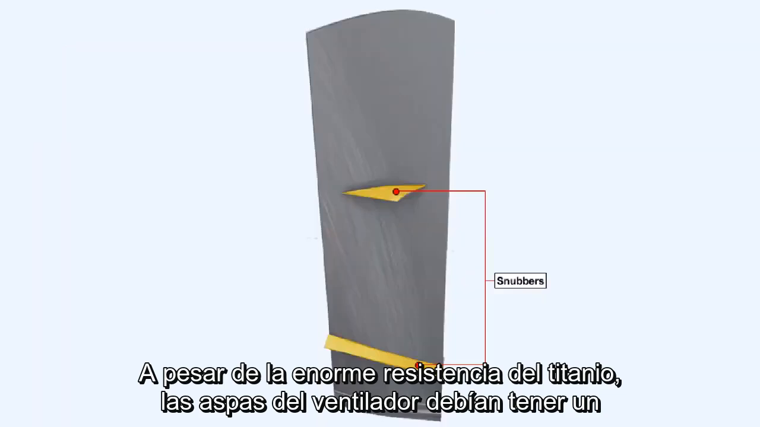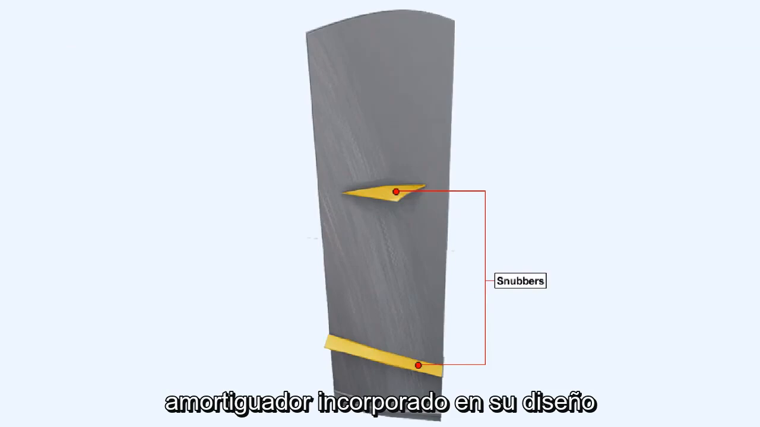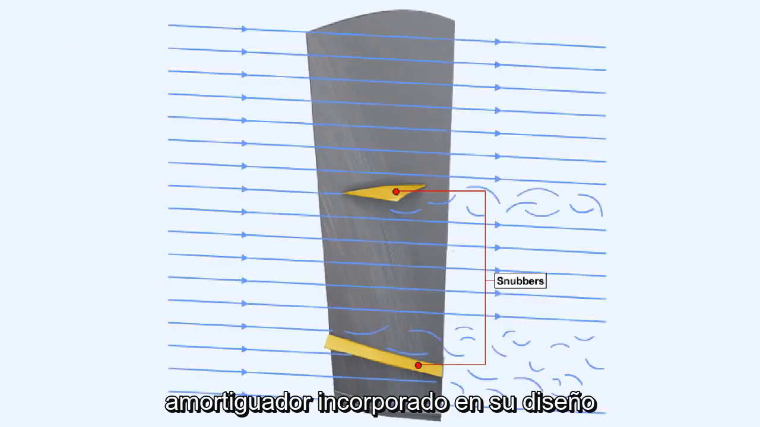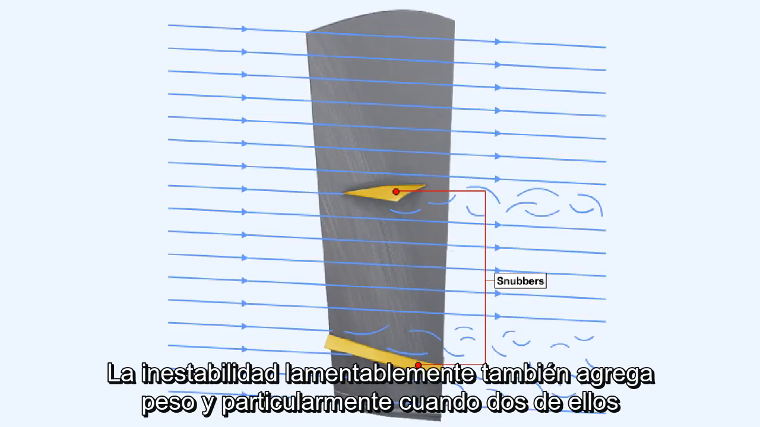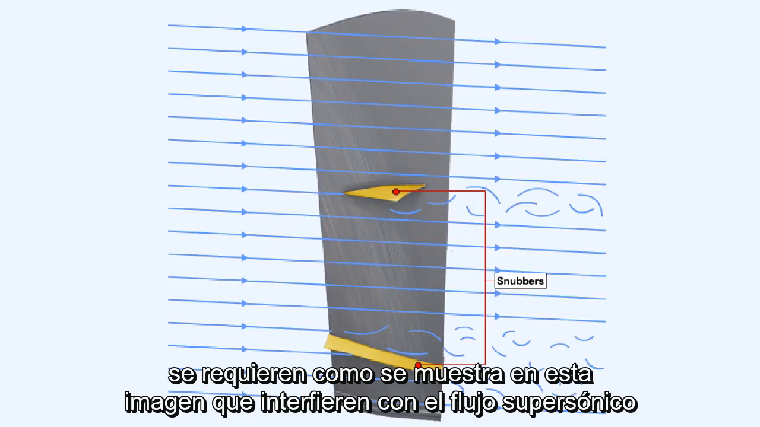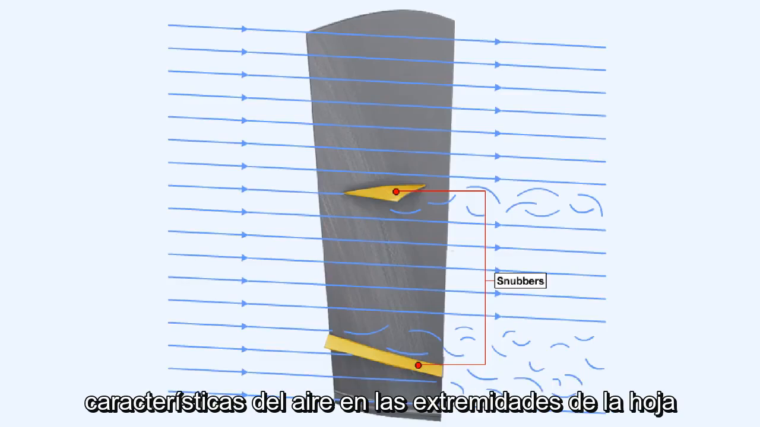Despite the enormous strength of titanium, the fan blades had to have a snubber incorporated into their design. A snubber is a support, fitted at mid-span, which prevents aerodynamic instability. Unfortunately, it also adds weight, and, particularly when two of them are required, as shown in this picture, they interfere with the supersonic flow characteristics of the air at the extremities of the blade.